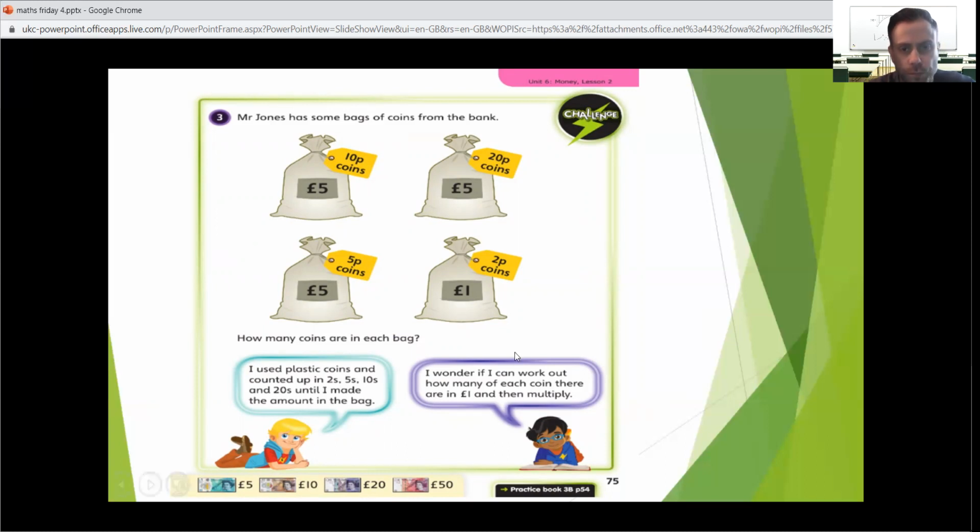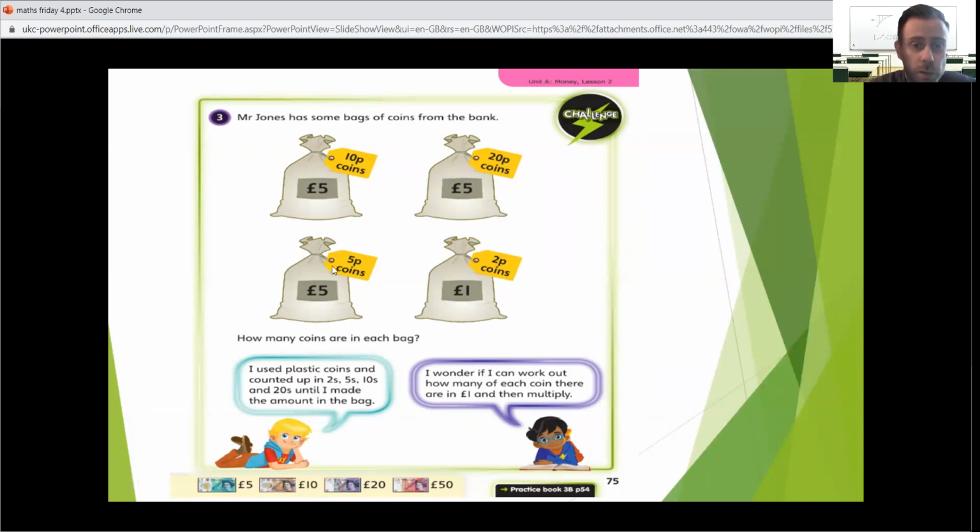All right, so he's got £5 worth of 10p coins here. So basically, you have to say how many 10p's would make £5. That's how you do it. This one says £5 worth of 20p coins. So how many 20p coins make £5? In this one, how many 5p coins make £5? And in this one, how many 2p coins make £1? So you have to tell me how many coins are in each bag.